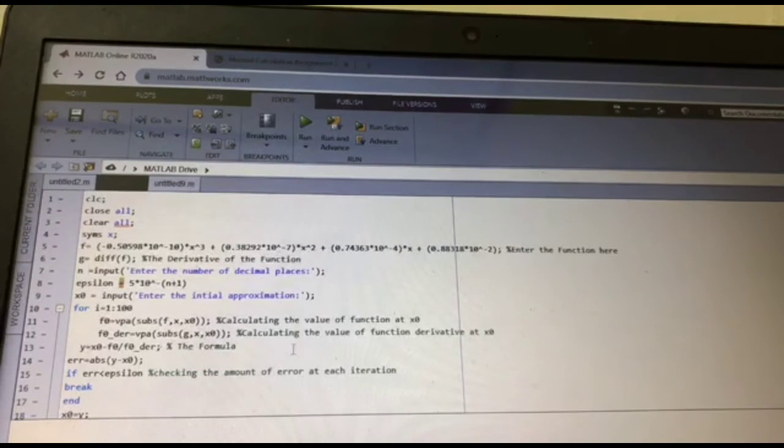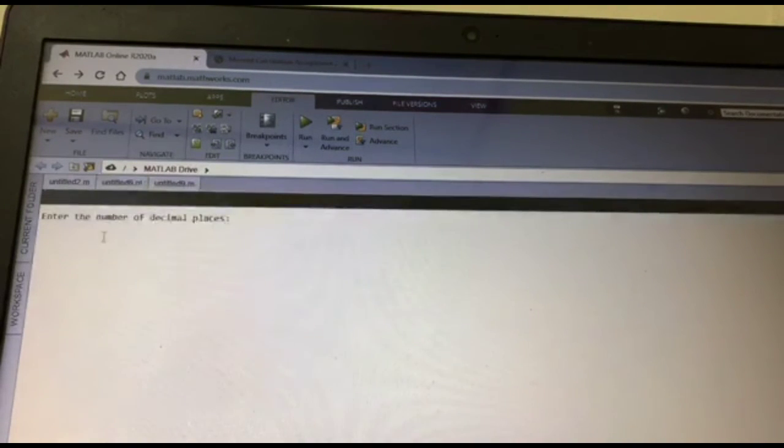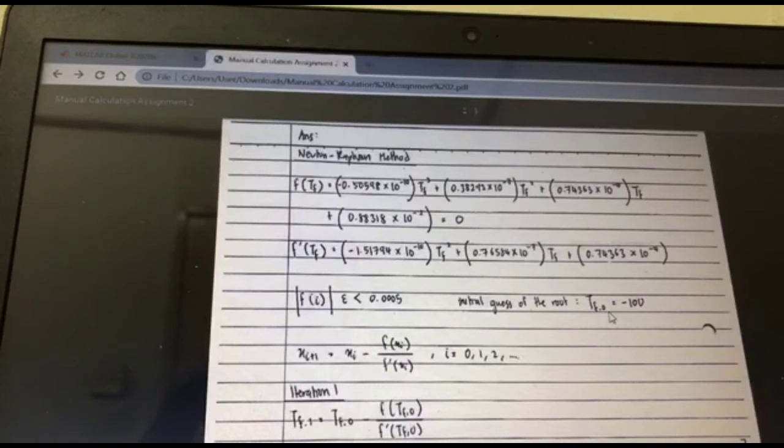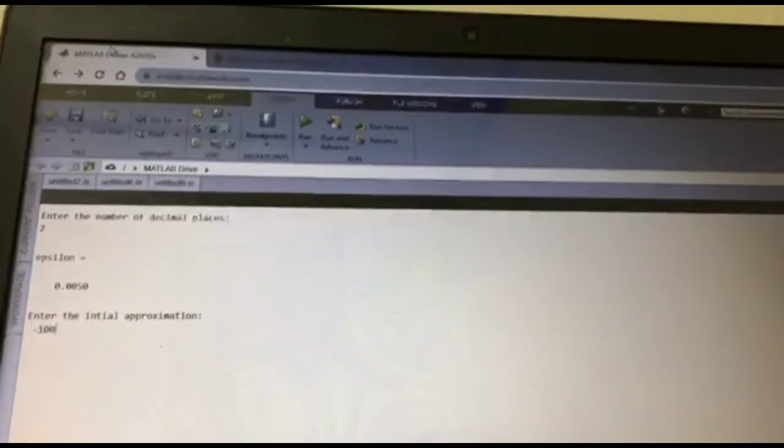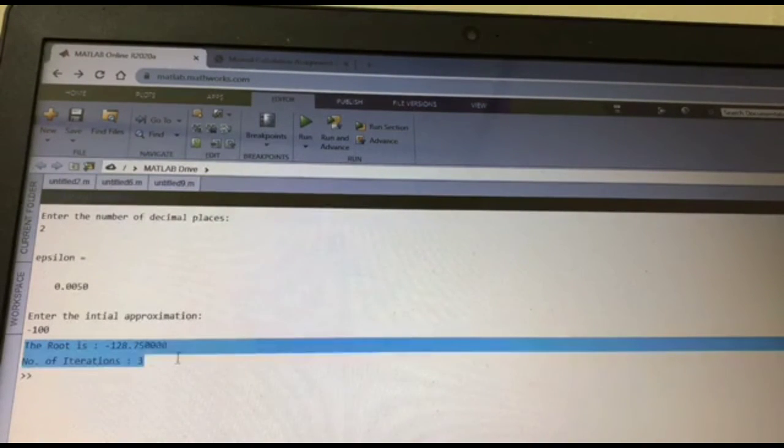If we run this coding, first it asks to put the number of decimal places. Let's say we put 2. Then it asks to enter the initial approximation. For this question, the initial approximation is negative 100. So we put negative 100 here, and boom, this is the final answer for this question.